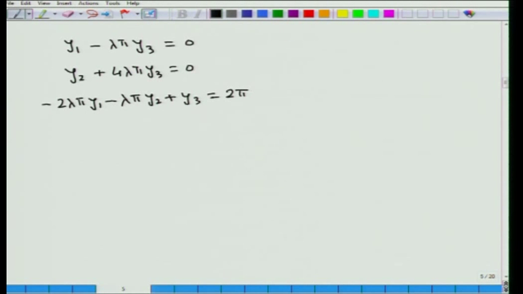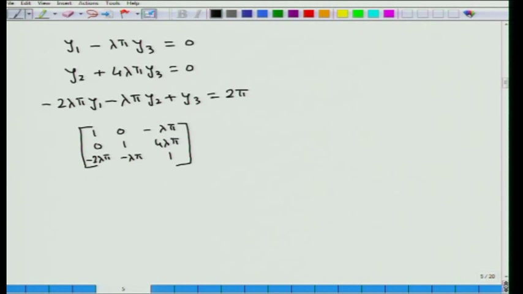minus 2 lambda pi y 1 minus lambda pi y 2 plus y 3 equal to 2 pi. So, therefore, the coefficient matrix consists of these coefficients, that is 1, 0, minus lambda pi, then 0, 1, 4 lambda pi, and minus 2 lambda pi, minus lambda pi, 1. So, therefore, we have a unique solution if this determinant is non-zero.